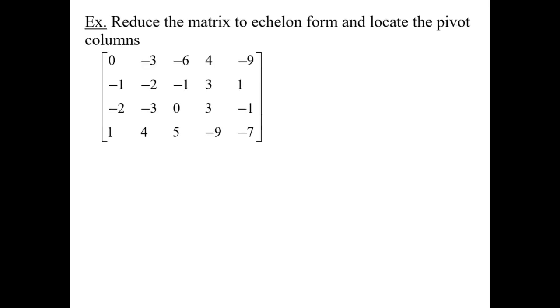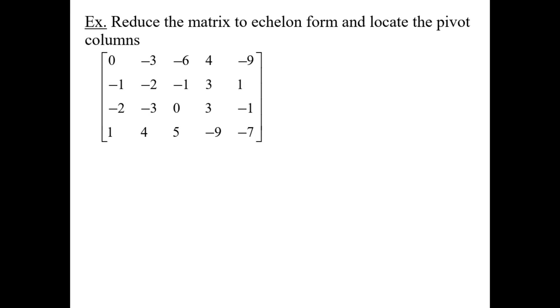Okay, so let's play around with this matrix. Let's reduce the matrix to echelon form and then locate the pivot columns. Notice again, all we need to worry about is the echelon form, because as soon as it's in echelon form, we've identified what the pivots are. By the way, please notice, I didn't say this was an augmented matrix or a coefficient matrix. I didn't say anything. This is just an arbitrary random matrix that we're going to put into echelon form.